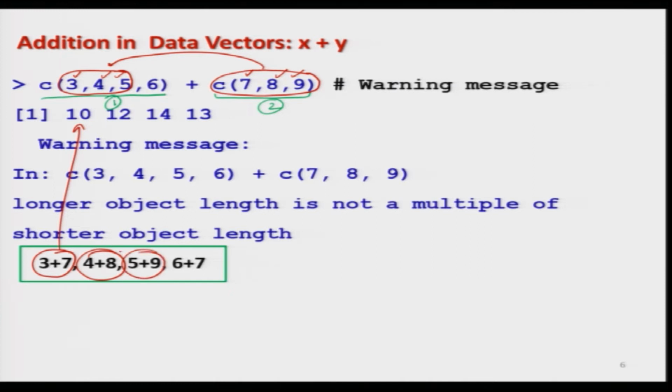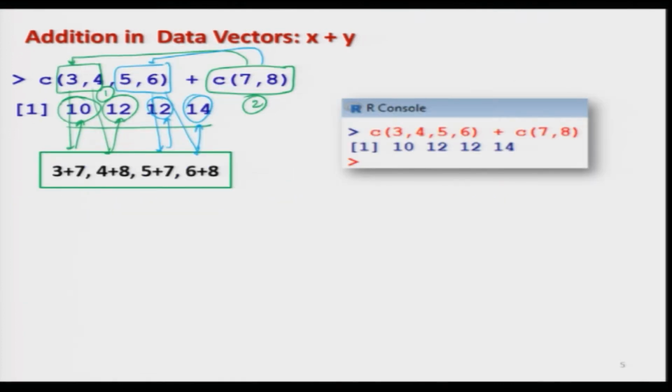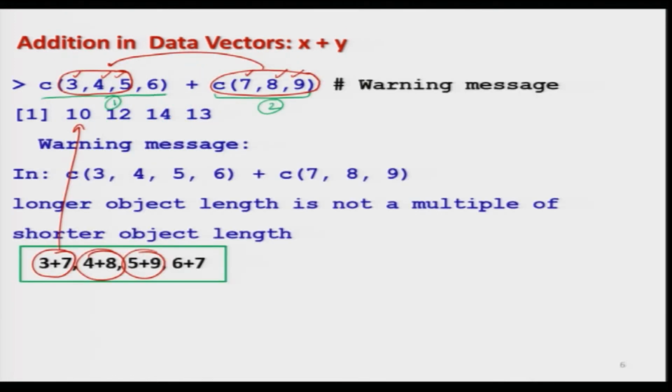Now, as you saw in the earlier slide, the second time the smaller data vector came again to the first data vector. So now the same operation will happen here again, and the entire data vector will come here. But now you can see that after 6 there are no more values. So now R will get confused. What will happen here?